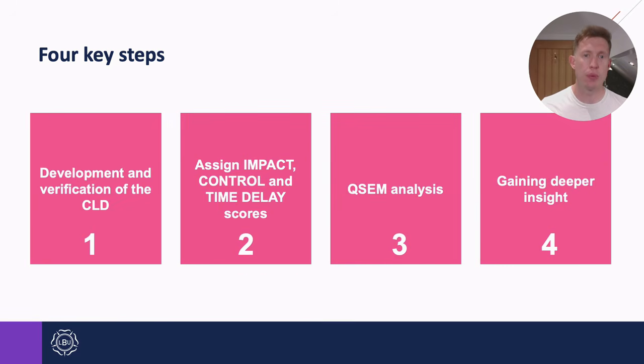Now, there are 4 key steps when applying QSEM, and I'm going to go through each of these in turn with the particular example that we've got. So the first is the development and verification of a causal loop diagram, if you haven't already got one available. The second, and this is the main activity in the additional ask when using QSEM of your stakeholders, is to get them to assign impact, control, and time delay scores. Third is the analysis that QSEM then does, but it does this automatically and behind the scenes. And then lastly is using those particular features in the software to gain deeper insight as to how the system functions and where we might be able to intervene.